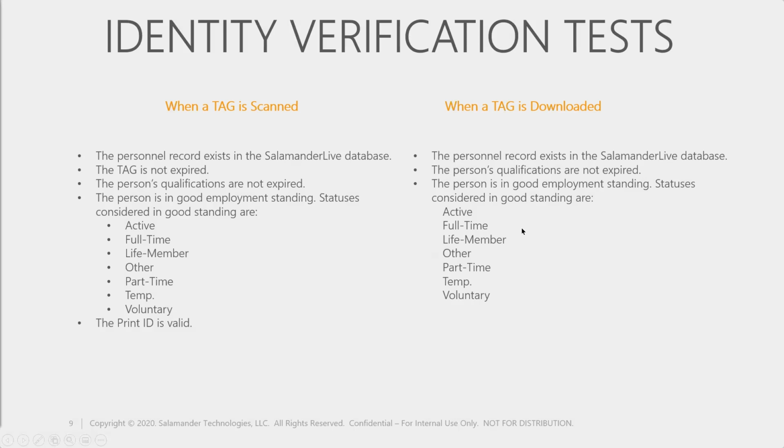When the tag is downloaded, it's only going to do 3 of the 5 tests. Again, it's not able to check 2 of the tests because it doesn't have that physical ID tag in front of it. So the 2 tests it cannot check is going to be that ID is expired and if the ID is the latest printed. So everything else is going to be the same in this case.